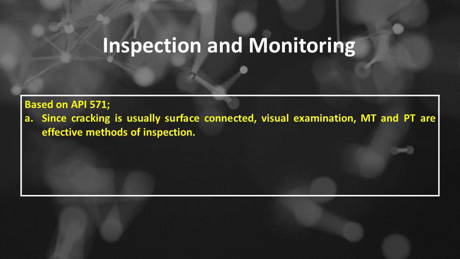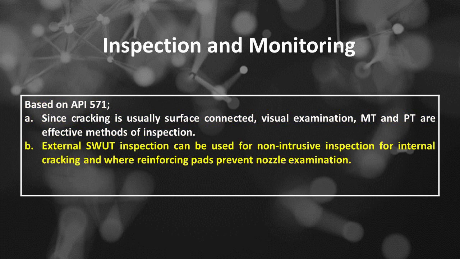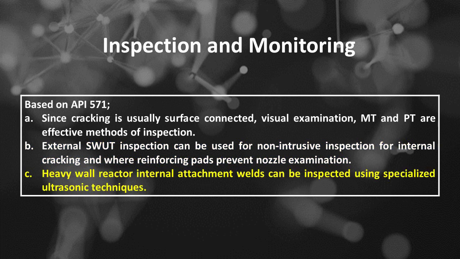Creep and stress rupture inspection monitoring based on API 571. Since cracking is usually surface-connected, visual examination, MT and PT are effective methods of inspection. The second is external SWUT inspection can be used for non-intrusive inspection for internal cracking and where reinforcing pads prevent nozzle examination. The third is heavy wall reactor internal attachment welds can be inspected using specialized ultrasonic techniques.